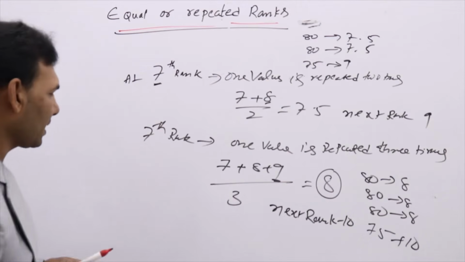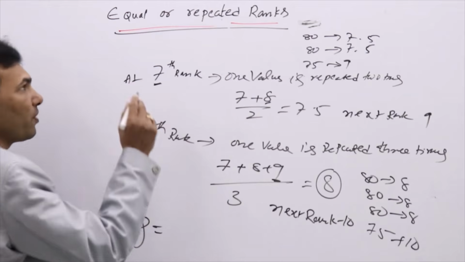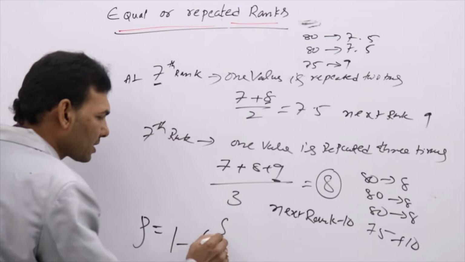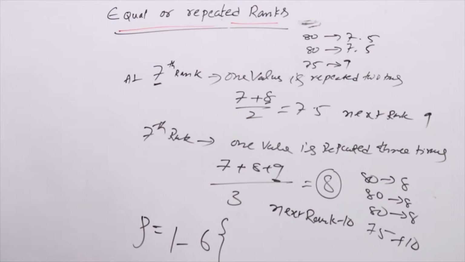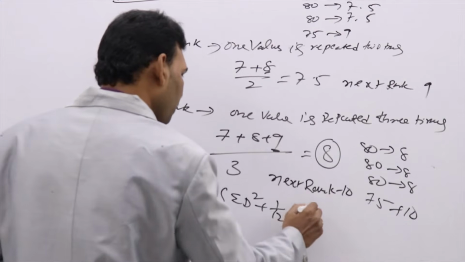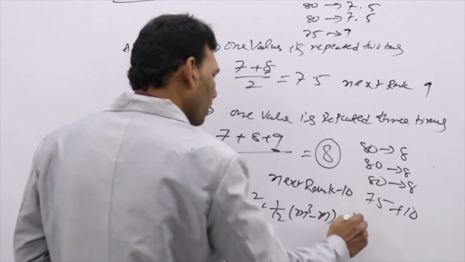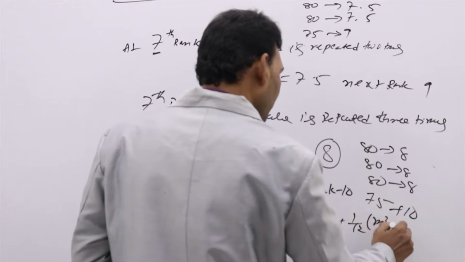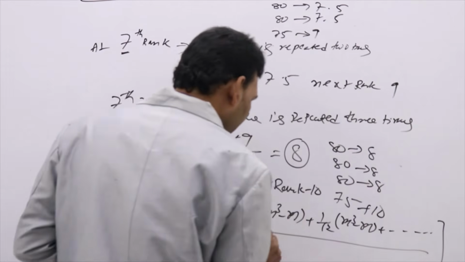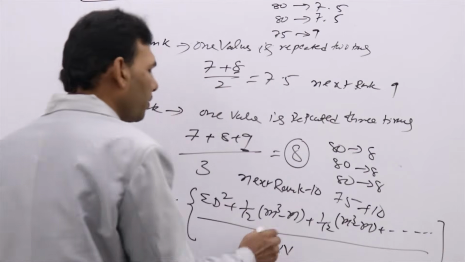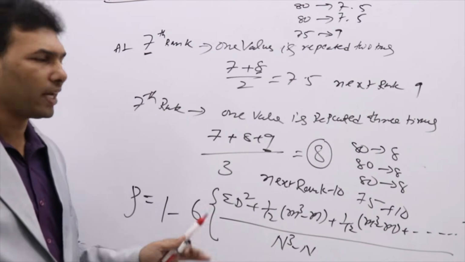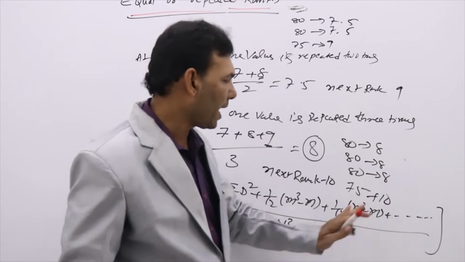After evaluating ranks, what is the formula we are going to apply for repeated ranks? The formula is 1 minus 6 times sigma d square plus 1 by 12 into m cube minus m, plus 1 by 12 into m cube minus m, divided by n into n square minus 1. Same formula, 1 minus 6 sigma d square by n into n square minus 1. That is, these terms will be added.